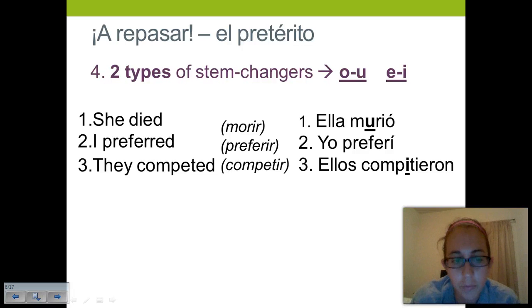Likewise, with number 2, I preferred, yo preferí. If we were to have a stem change there, then it would stem change in that second E. So don't forget that it's the second vowel that's going to have that stem change.